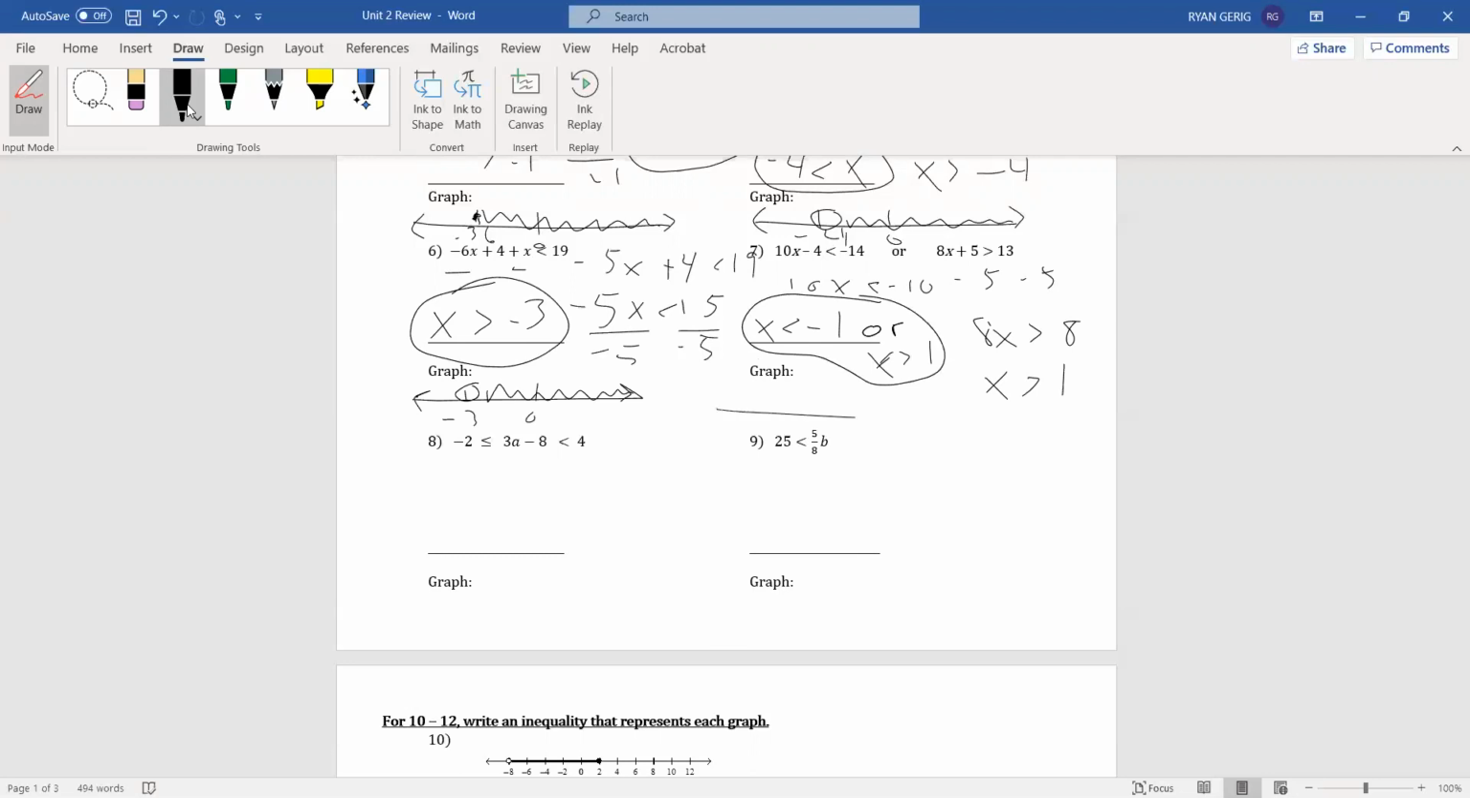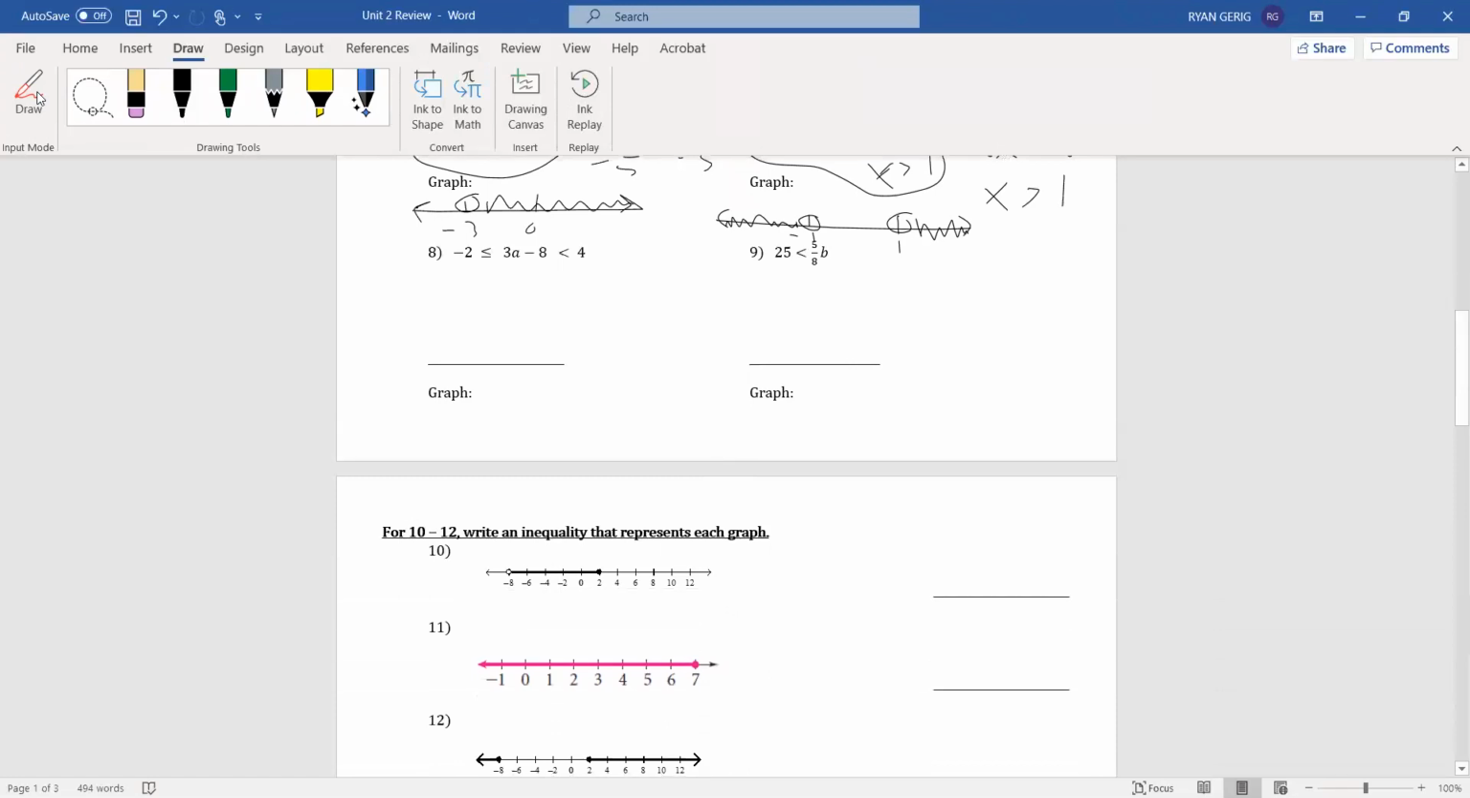Here, graphing it, I'm going to put the smaller number, which is negative 1 on the left, larger number, which is 1 on the right. They're both open circles here. Numbers less than negative 1 are to the left of negative 1. Numbers greater than 1 are to the right of 1. And that's what you expect with ORs.